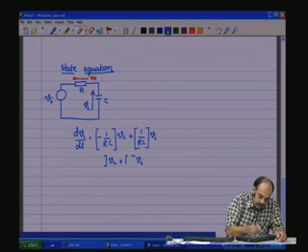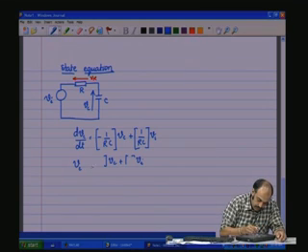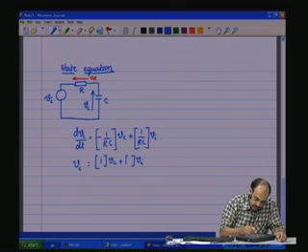We wanted Vc, and therefore, we had put this as 1 and 0, and when we wanted Vr, we put this as minus 1 Vc plus 1 Vi.